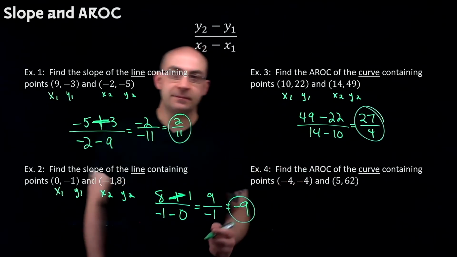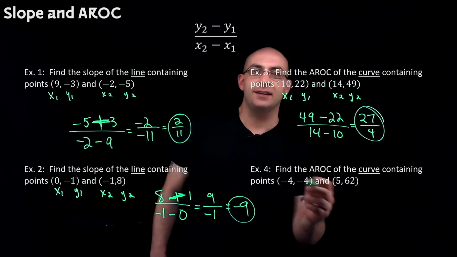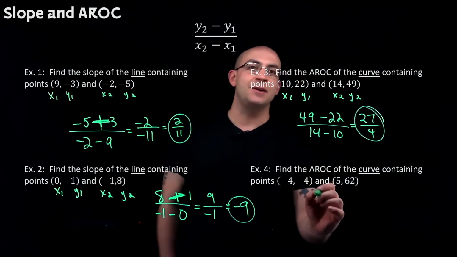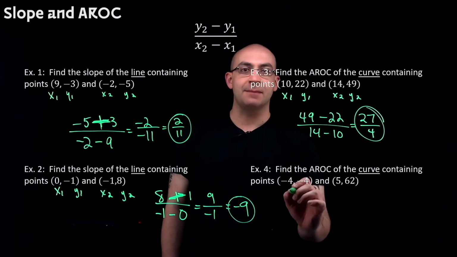Example 4. Find the AROC of the curve containing points (-4, -4). You can't see it because the camera's in the way. And (5, 62). Oh. I don't think Titan likes this problem.